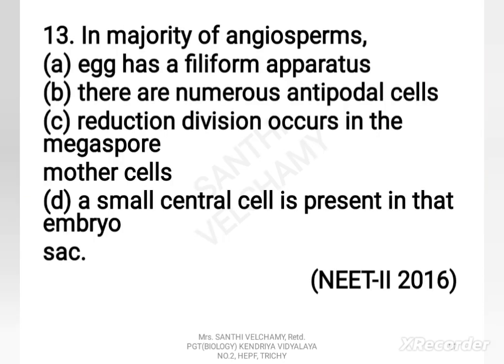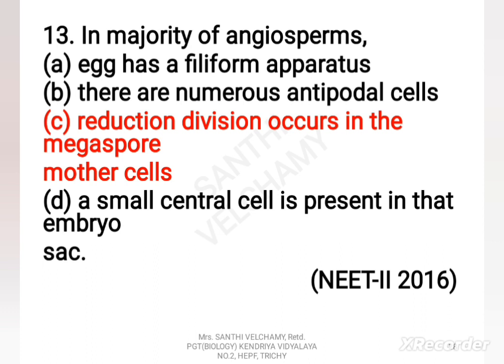Now the next question. In the majority of angiosperms, A. the egg has a filiform apparatus, B. there are enormous antipodal cells, C. reduction division occurs in the megaspore mother cell, and D. a small central cell is present in the embryo sac. Now the correct answer is C. Reduction cell division occurs in the megaspore mother cells.